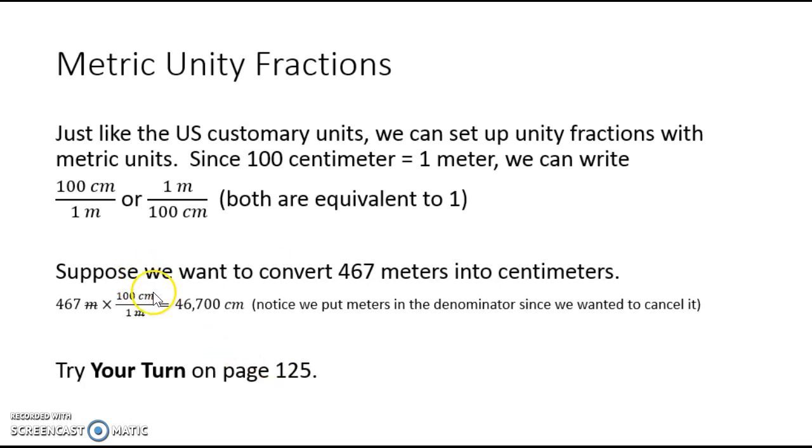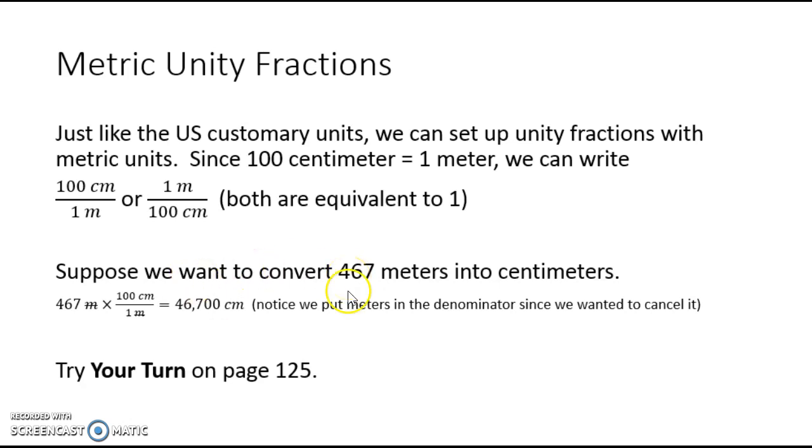So let's take a look at this first example here. Suppose we want to convert 467 meters into centimeters. Before I even do that, I'm going to think about it. I know that a meter is much larger than a centimeter. So I know that there's 100 centimeters in each meter. So I should have a whole lot of centimeters in 467 meters. If I get a real small answer, like 3 or 7 or something like that, I would know that I probably went wrong somewhere.